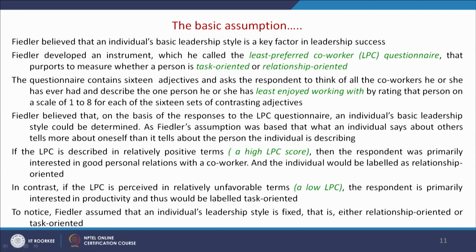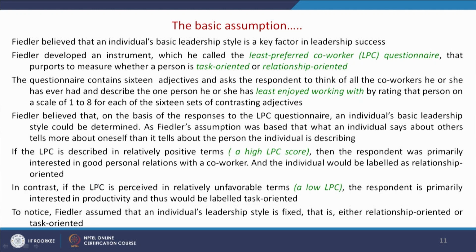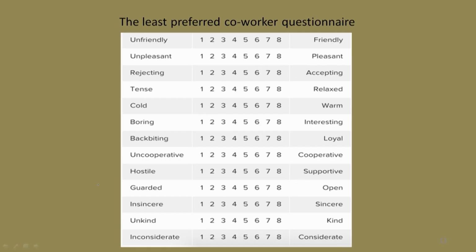The questionnaire comprises 16 adjectives, and the respondent is asked to evaluate all the co-workers with whom he or she has ever worked and describe the one person he or she has least enjoyed working with by rating that person on a scale of 1 to 8. On the scale of 1 to 8 are 16 sets of contrasting adjectives. I will just go through this questionnaire: friendly to unfriendly, unpleasant to pleasant, rejecting to accepting, tense to relaxed, cold to warm, boring to interesting, and so on.